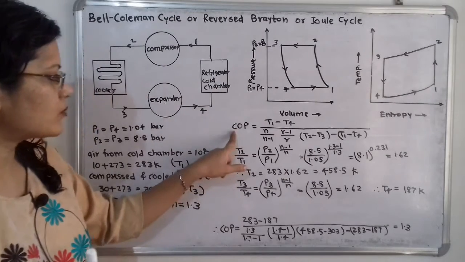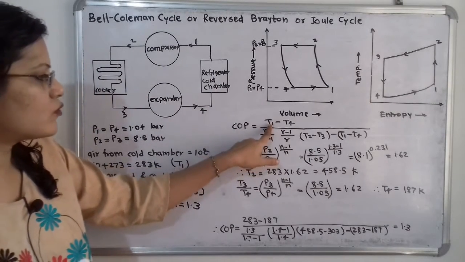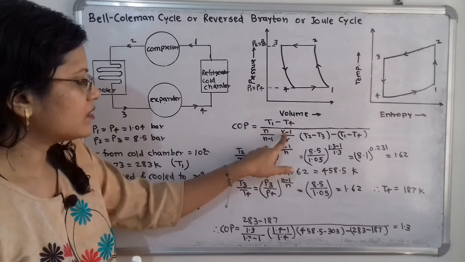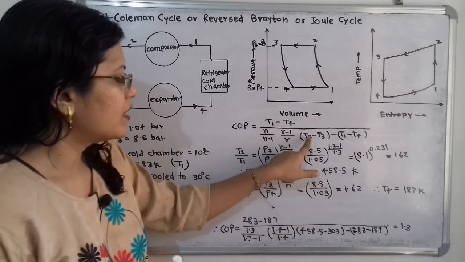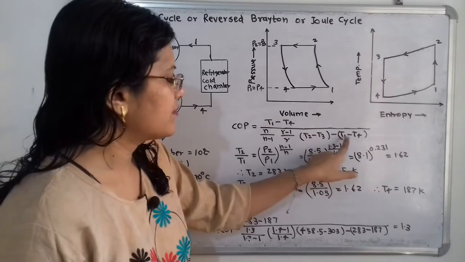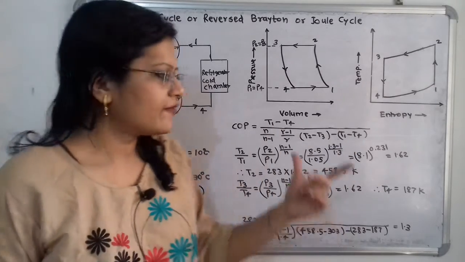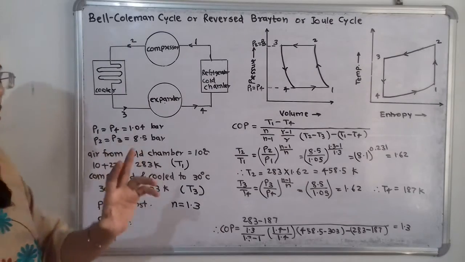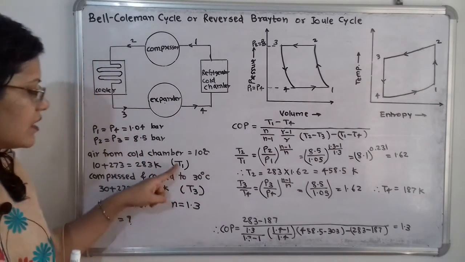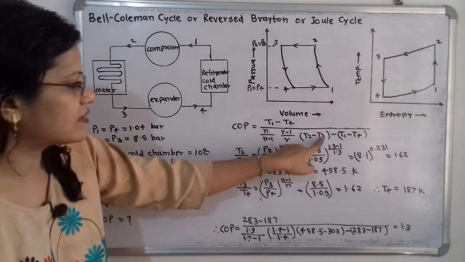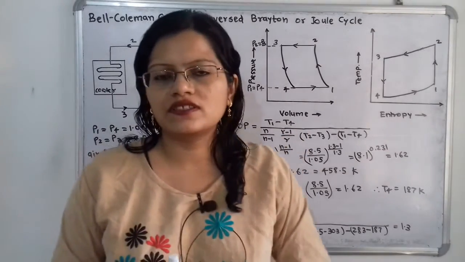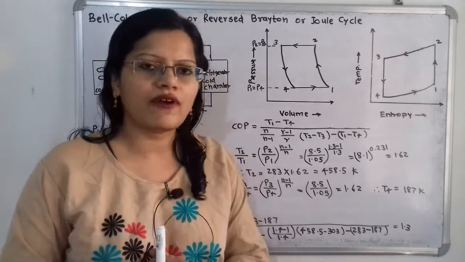So what is the formula? Coefficient of performance is equal to (T1 minus T4) divided by [(n minus 1) by n, (gamma minus 1) by gamma, (T2 minus T3) minus (T1 minus T4)]. Now if we observe this formula with this given data, we know only two temperatures, that is T1 and T3. These two temperatures, T2 and T4, are unknown. So how to find that out?